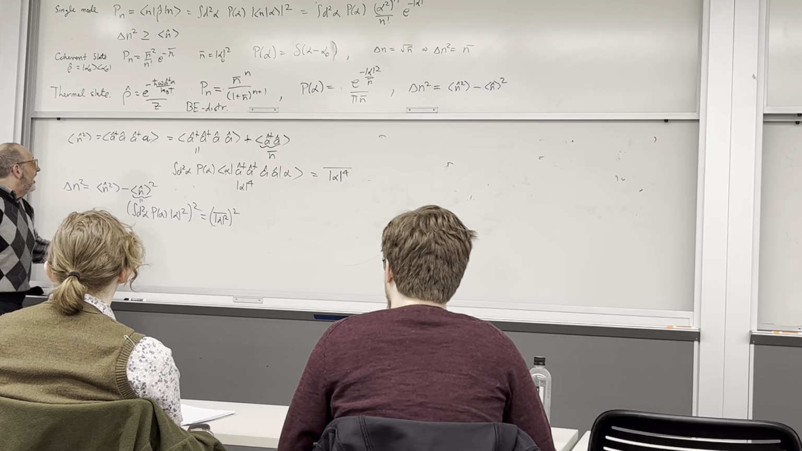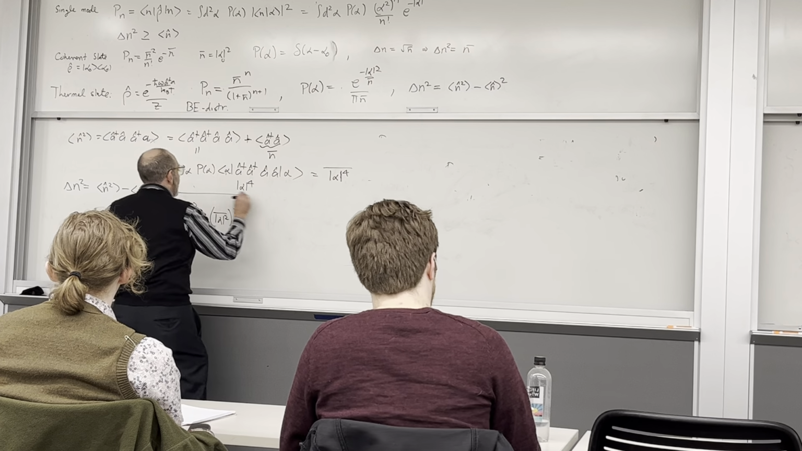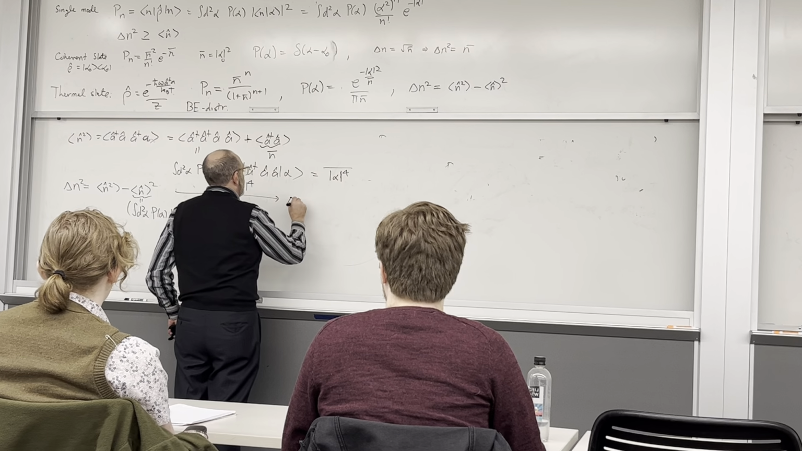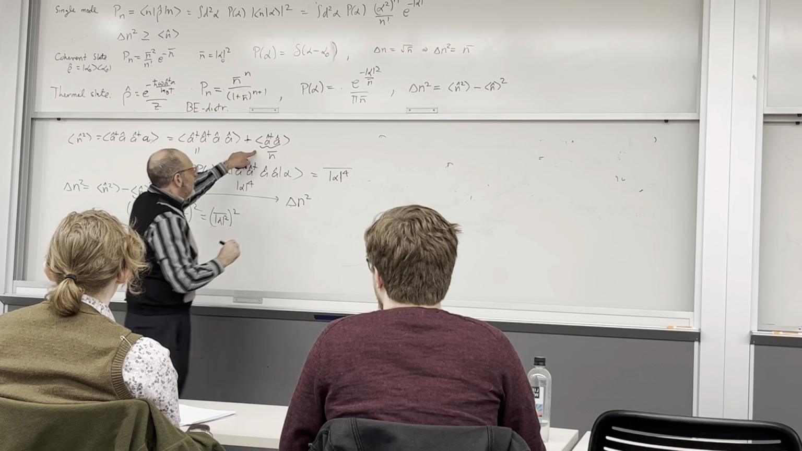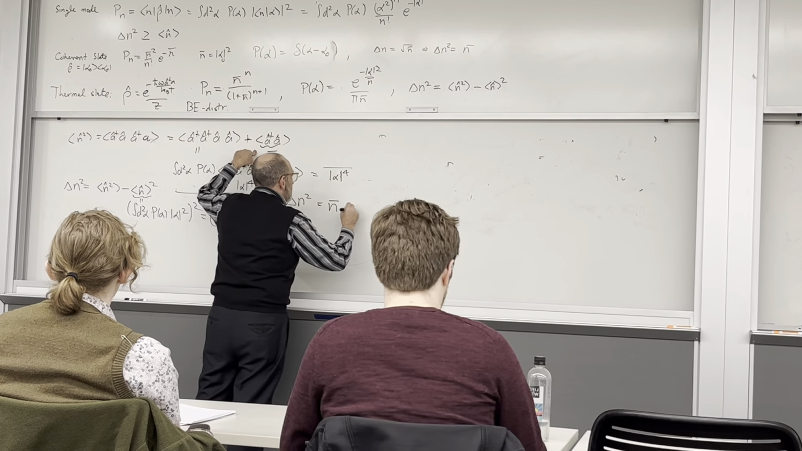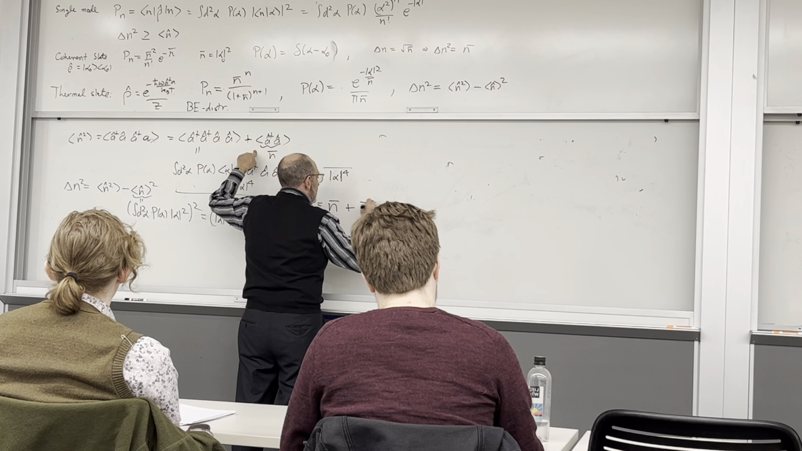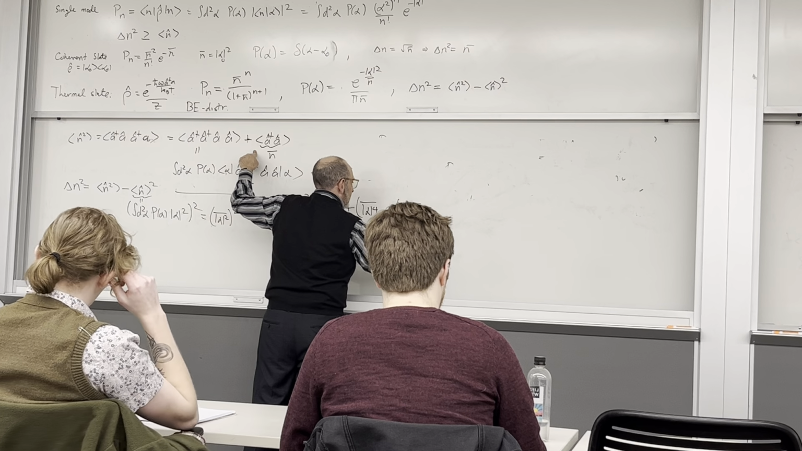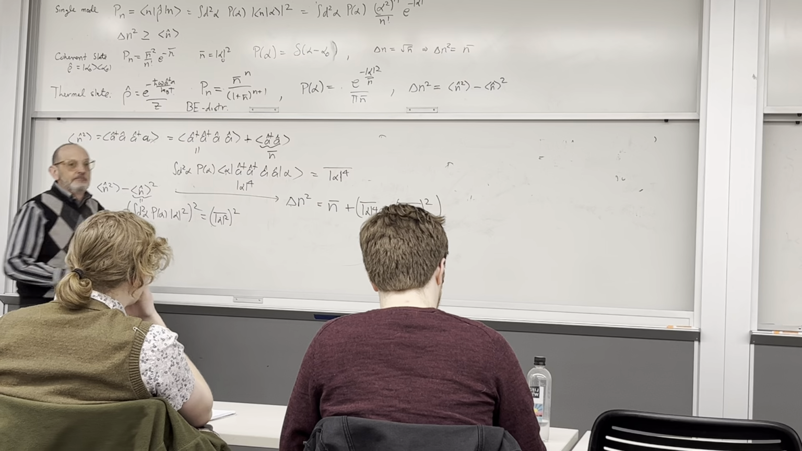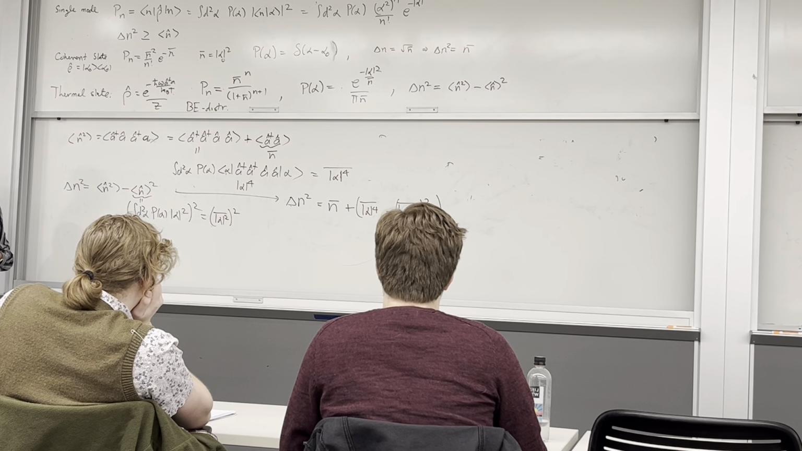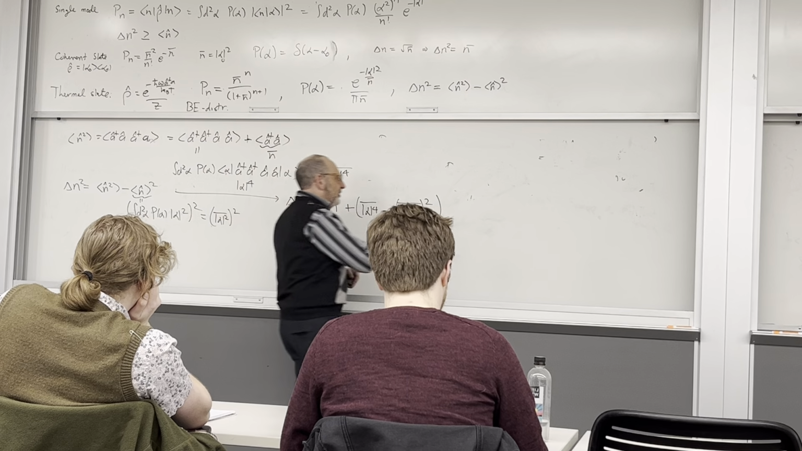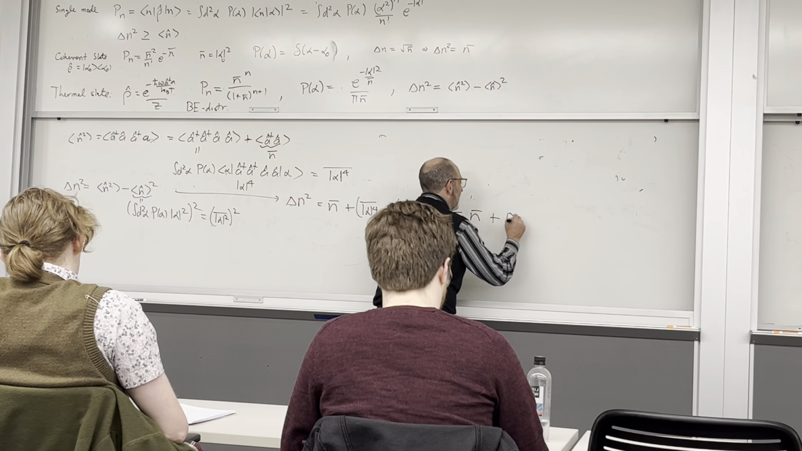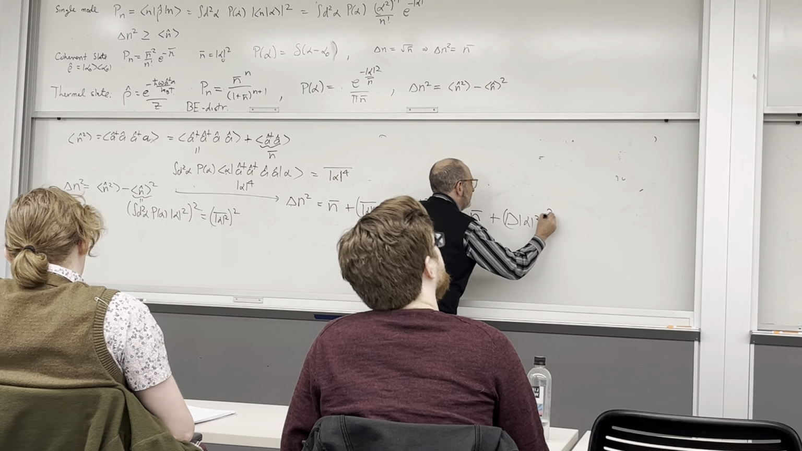We put this all together and we see the following, that the fluctuation in the number of photons in the mode is equal to n bar plus the mean of alpha to the 4th minus the mean of alpha squared, squared, which is equal to n bar plus the fluctuation in the intensity.